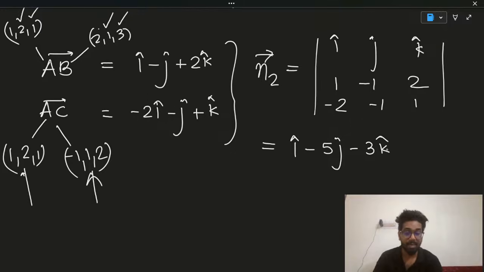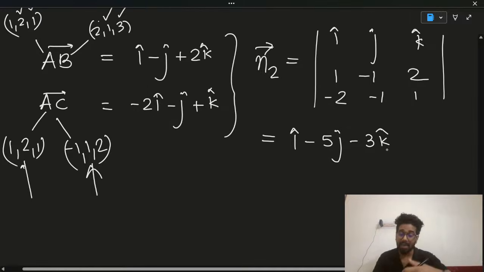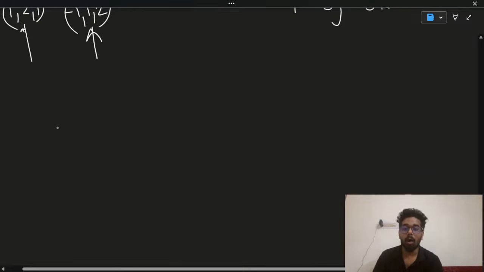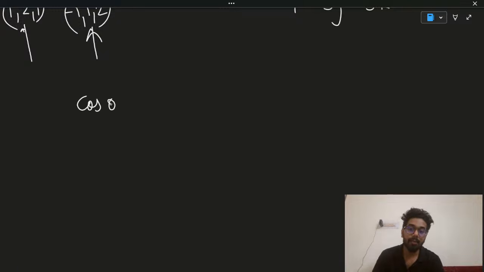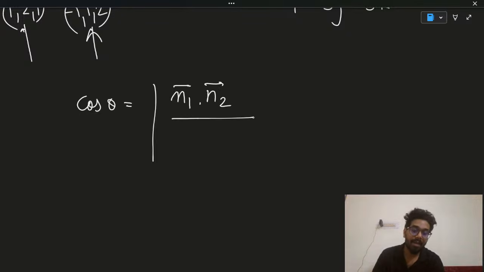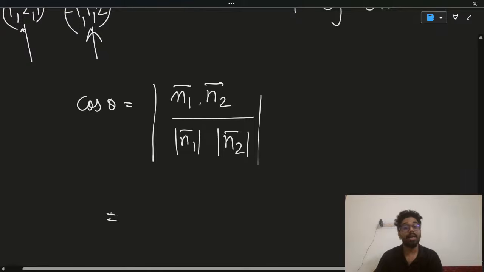I have done it directly. I want you to practice on it so that you will become quick. Now, we are saying that we need to calculate the cos. So, the answer is cos theta equals mod of n1 dot n2 divided by n1 vector magnitude multiplied by n2 vector magnitude. Okay. Now, what is n1 dot n2?